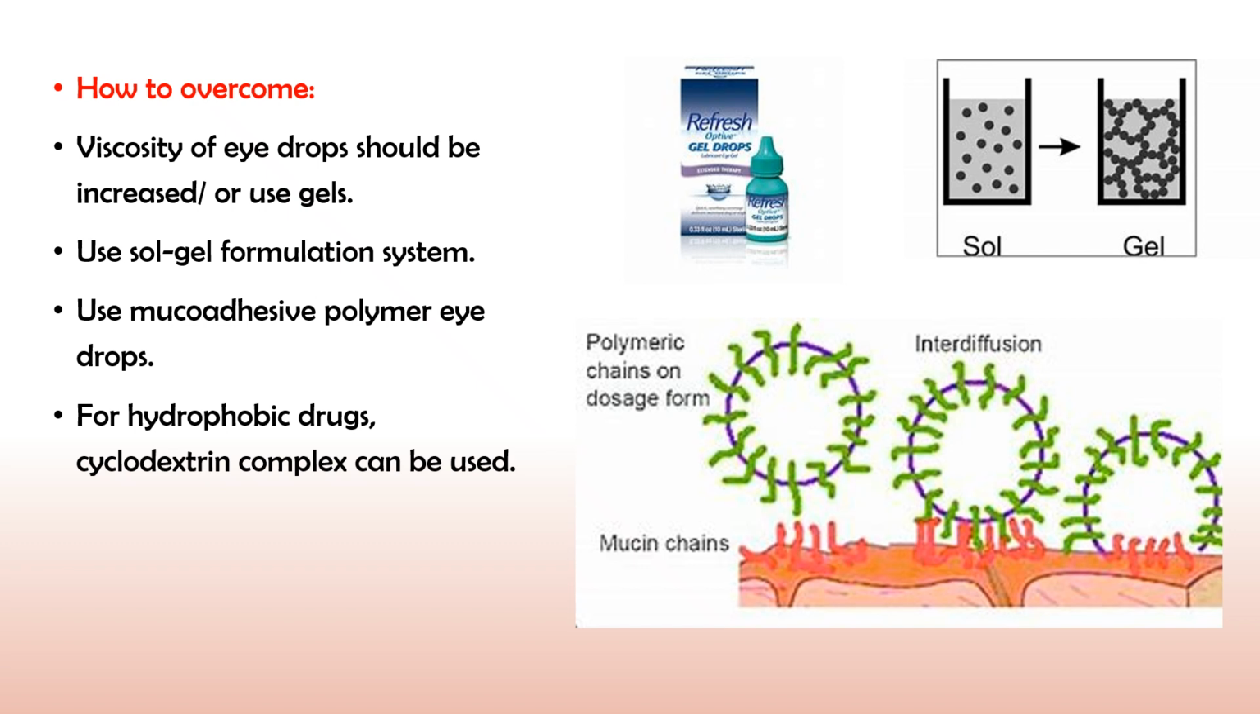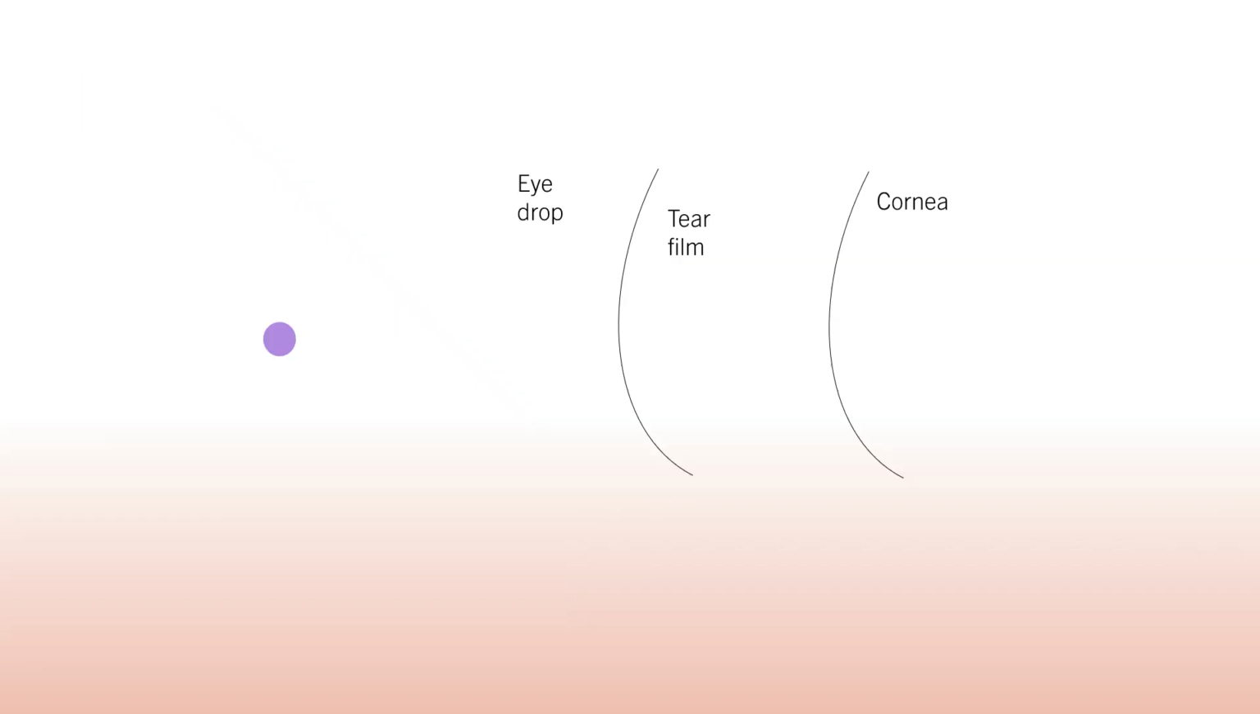For hydrophobic drugs, a cyclodextrin complex can be used. Now what happens if the drug is given like that? It does not get absorbed and it is washed off. Now if you combine this drug with the cyclodextrin, then what will happen? This combination will take the drug across the tear film, and from this complex the drug will be released into the cornea so that it will be available for absorption. So this is the use of cyclodextrin.